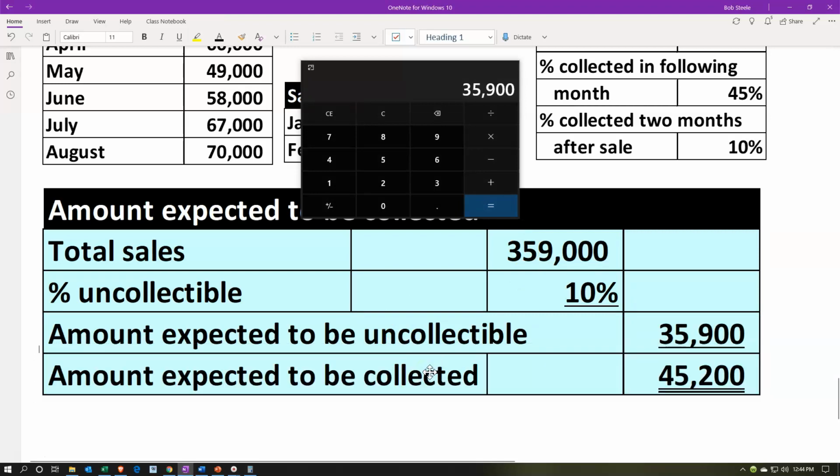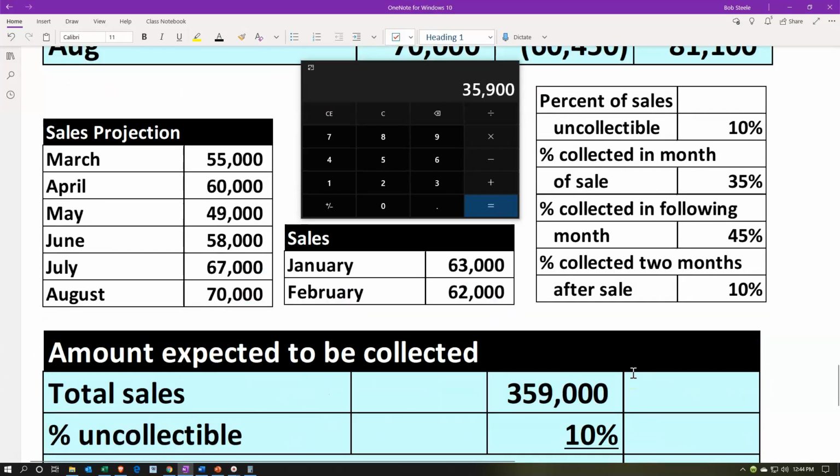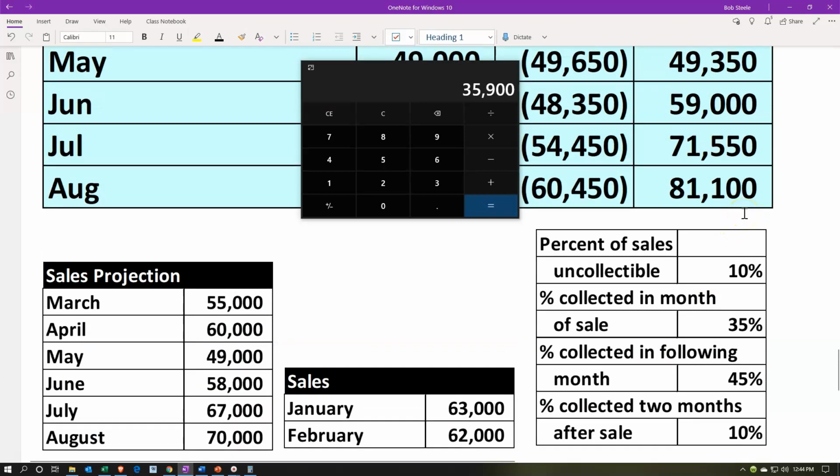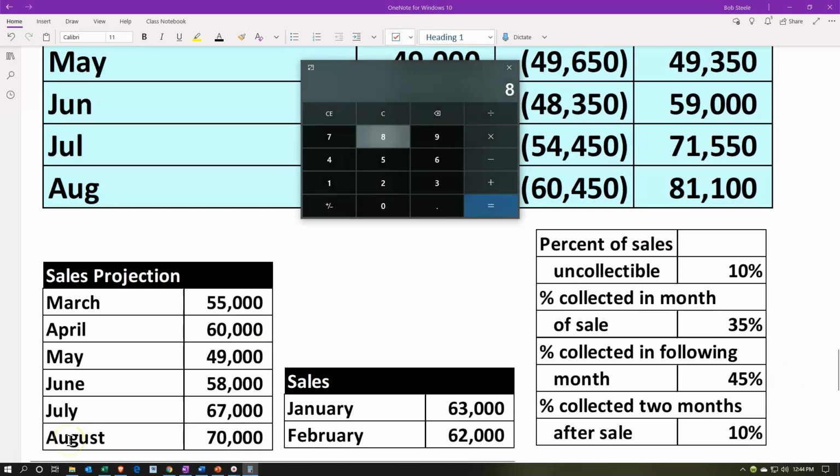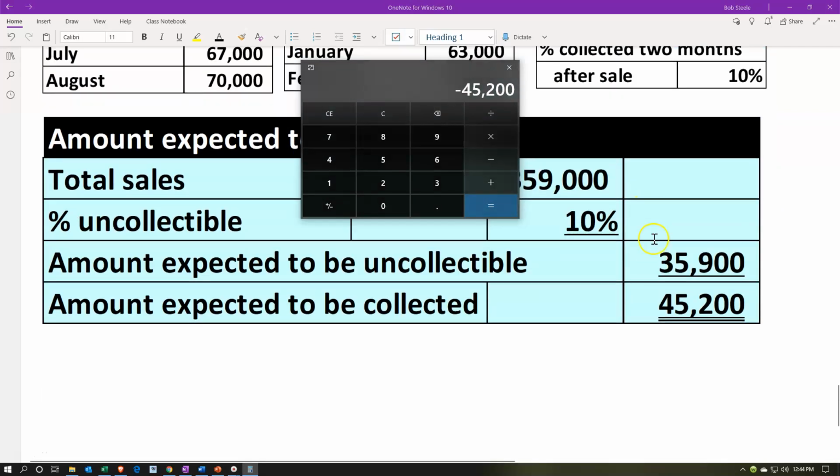And we currently have the balance in there of the 81,100. So 81,100 minus 35,900. So of the 81,100, we think that we're going to collect 45,200 of it.